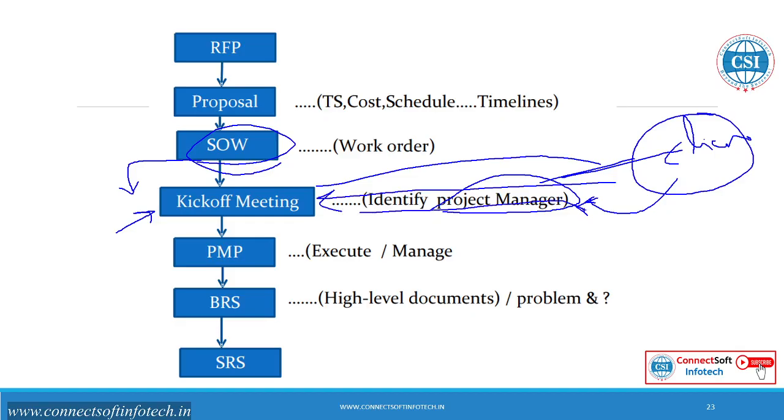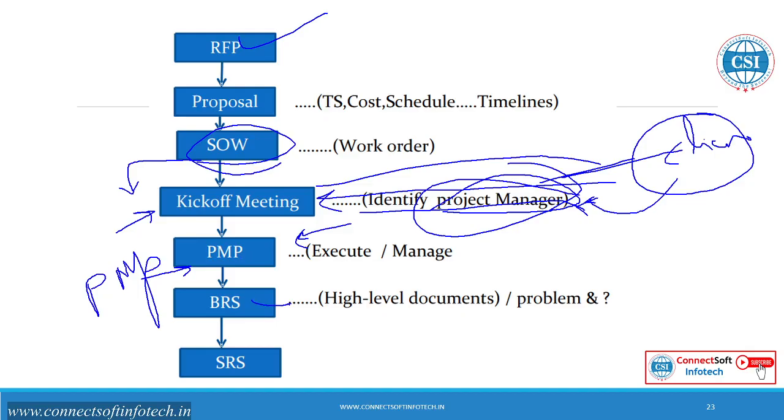Here the project manager gets identified. Once the project manager gets identified, the project manager will start their work. The real work of the project development is going to start from here. Okay, so the project manager develops one document, that is PMP. PMP is the project management plan. Okay, so these words you have to keep in your mind: SOW, RFP, PMP, BRS, SRS. As a tester, we have to know this, how it will work.